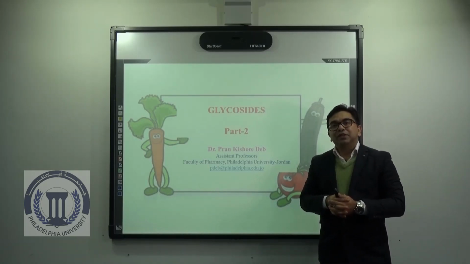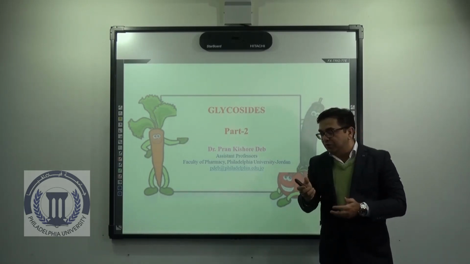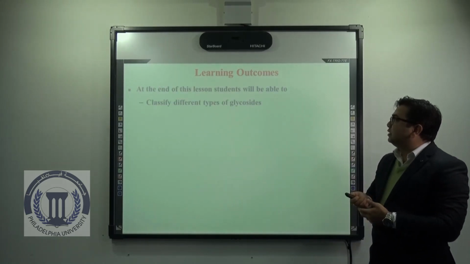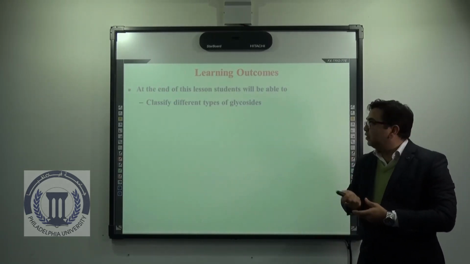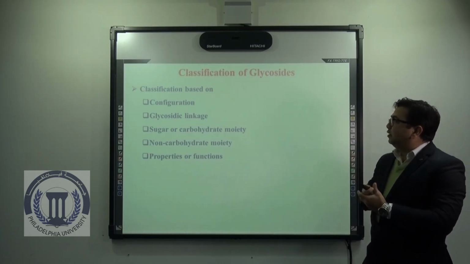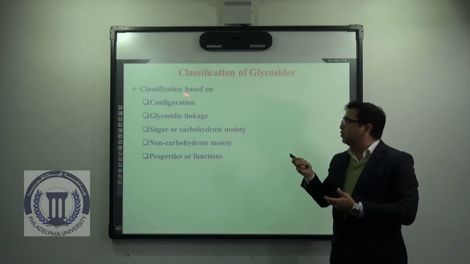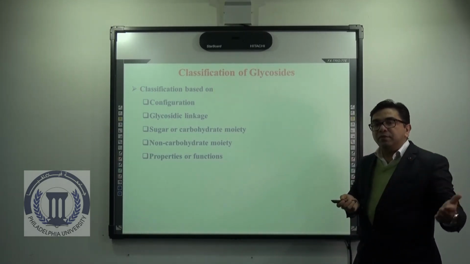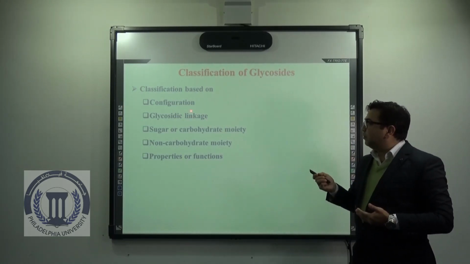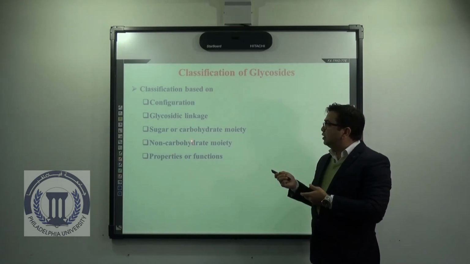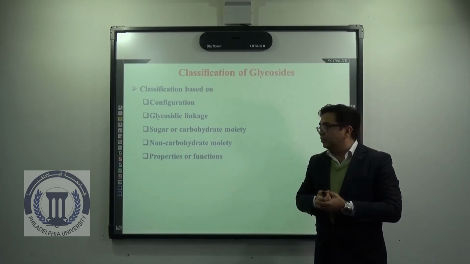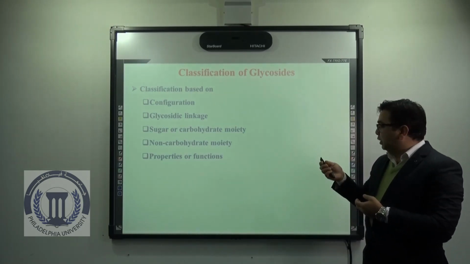So we will continue in this lecture the glycosides as part 2, talking about learning outcomes. At the end of this lecture you'll be able to classify different types of glycosides, and glycosides can be classified based on different ways. First of all, based on the configuration that we discussed in our previous lecture, and glycosides can also be classified based on the type of glycosidic linkage, sugar moiety, non-sugar moiety, as well as based on the properties or function of glycoside. We will go through one by one.